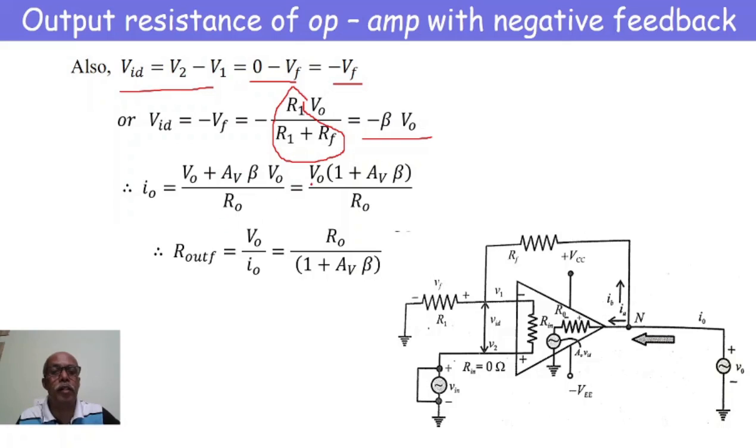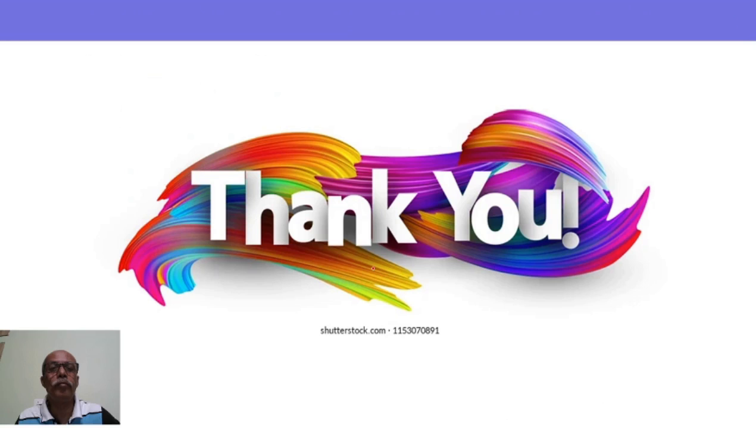V naught is taken out, so that is equal to V naught into 1 plus AV into beta by R naught. Therefore, V naught by I naught becomes equal to R naught by 1 plus AV into beta, but V naught by I naught is nothing but equal to Rout F. That is the output resistance with feedback, and this is the output resistance without feedback, R naught. And this is the final expression for the output resistance of op amp with negative feedback. Thank you.